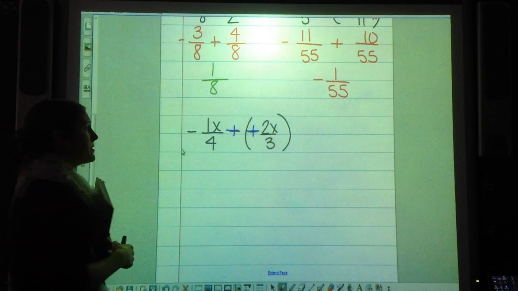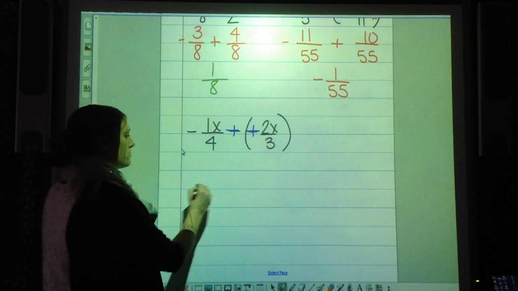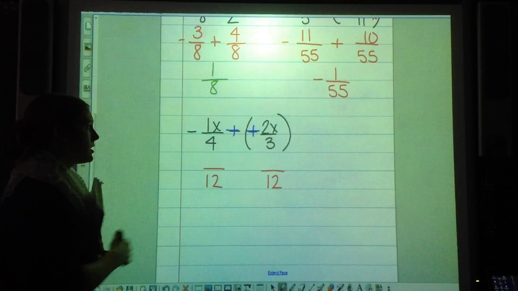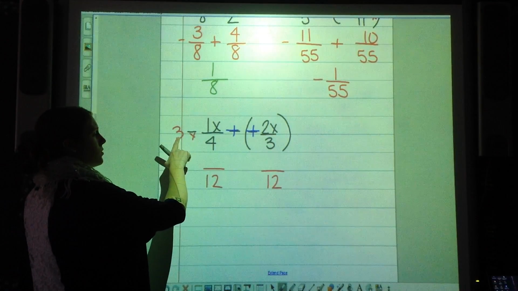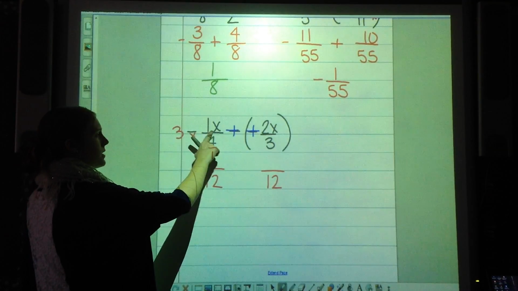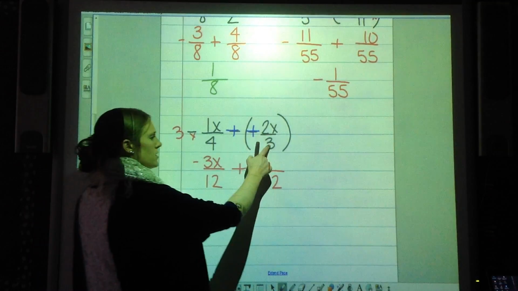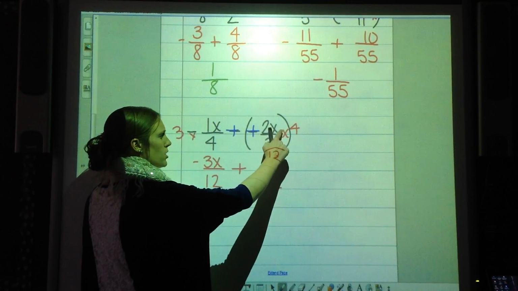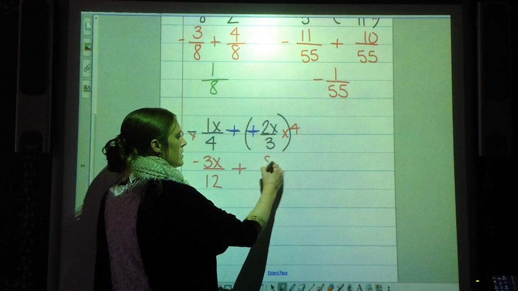Now I need to find a common denominator. Between 4 and 3, the least common multiple is 12. So to get from 4 to 12, we multiply by 3. When we're multiplying with variables, you just work with their coefficients. 3 times negative 1x is a negative 3x. And from 3 to 12, we multiply by 4. So we multiply the numerator by 4. Again, just work with the coefficient. 4 times 2x is 8x.